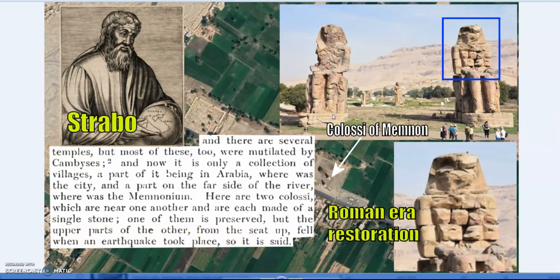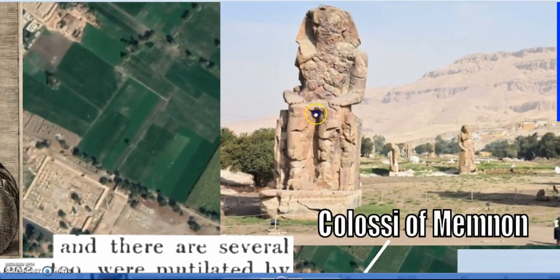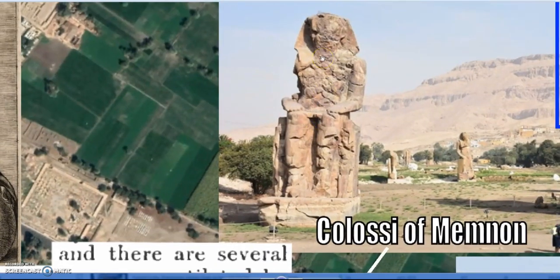However, just like Strabo describes Heliopolis, the obelisks and the temples being destroyed by iron and fire, okay, that damage, this is the one which survives intact. This was not done by an earthquake. This was done by fire.